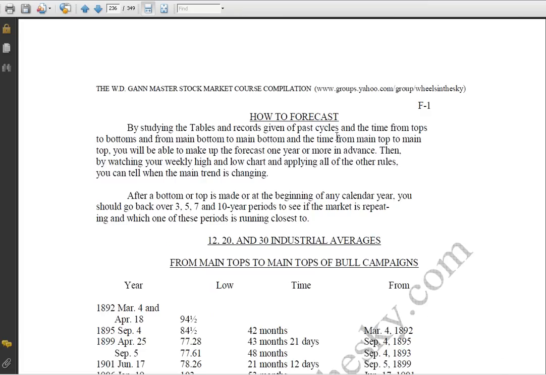This is from Chapter 8 of his Stock Market Course, on how to forecast. Listen to what he says. By studying the tables and records given of past cycles, and the time from tops to bottoms, and from main bottom to main bottom, and time from main top to main top, you'll be able to make up the forecast 1 year or more in advance. Then by watching your weekly high and low chart and applying all the other rules, you can tell when the main trend is changing. Notice in there that he mentions cycles.